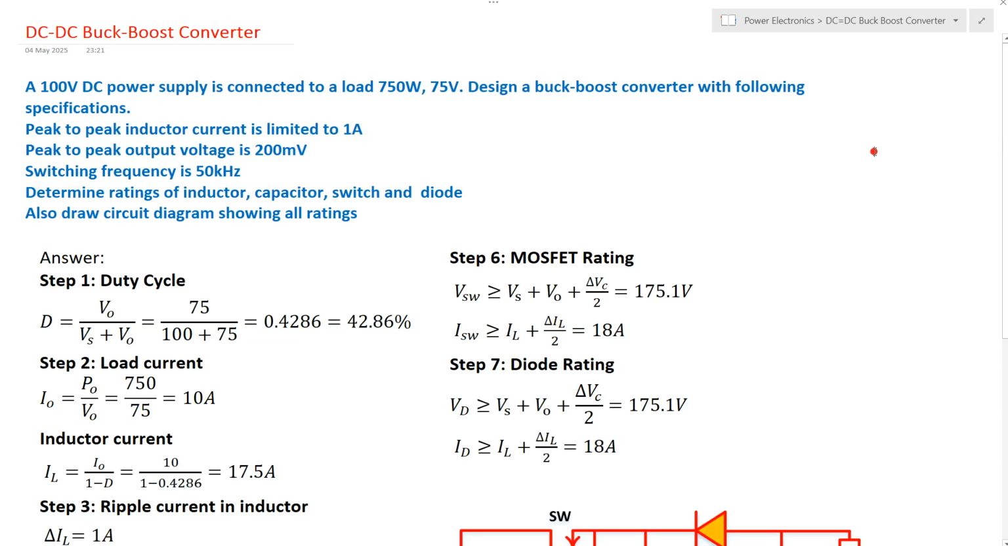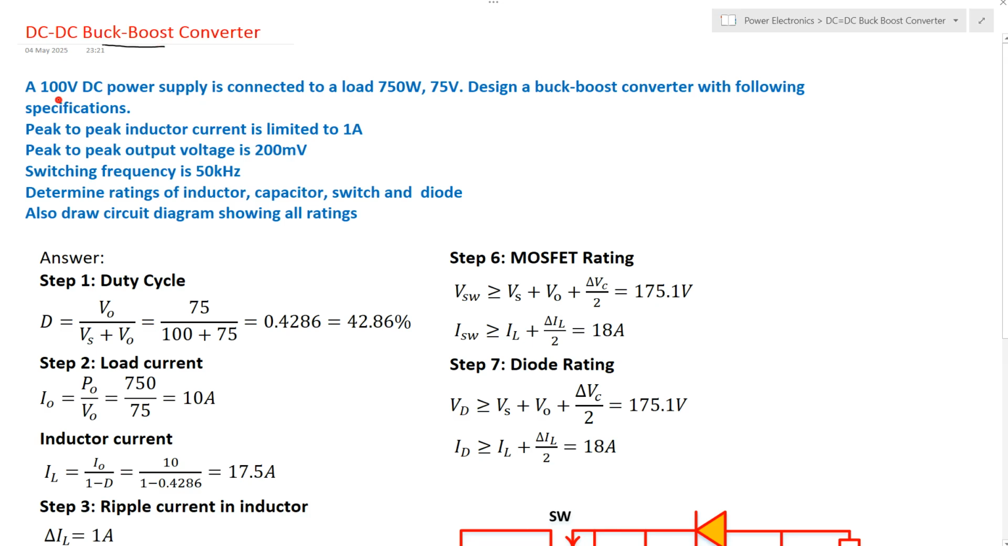Hello everyone, welcome to the next video on DC to DC converter design. In this video, again we are going to design a buck boost converter. In the part 1 video, we also designed a buck boost converter with a different specification. Now we will design with a different specification.